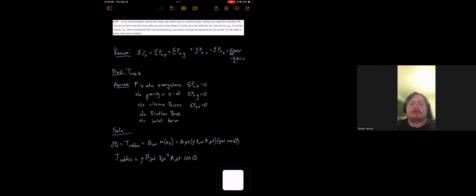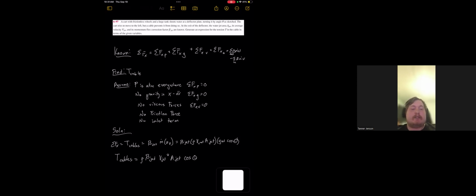But we can assume that pressure is atmospheric everywhere because it's an open cart to the air. So the force term in the x direction for pressure equals 0. There's no gravity in the x direction, so the force term of gravity in the x direction is equal to 0. There's no viscous forces either, so that force term is equal to 0. There's no friction force in the other term of forces, and there's also no inlet term for momentum in this equation because it's a stationary cart.